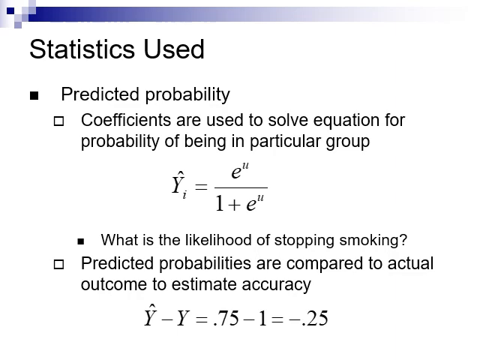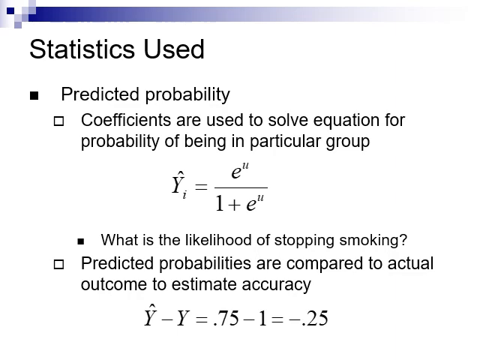So this is the basic equation. It is y prime, so our predicted group membership, yes or no, equals e, which is a constant, raised to the u power. And u in this case is actually mu, but that is the power of our sample. And I will get to where we get that value and where we get the constant in a second. So what is the likelihood of stopping smoking? Predicted probabilities are computed to actual outcome to estimate the accuracy.